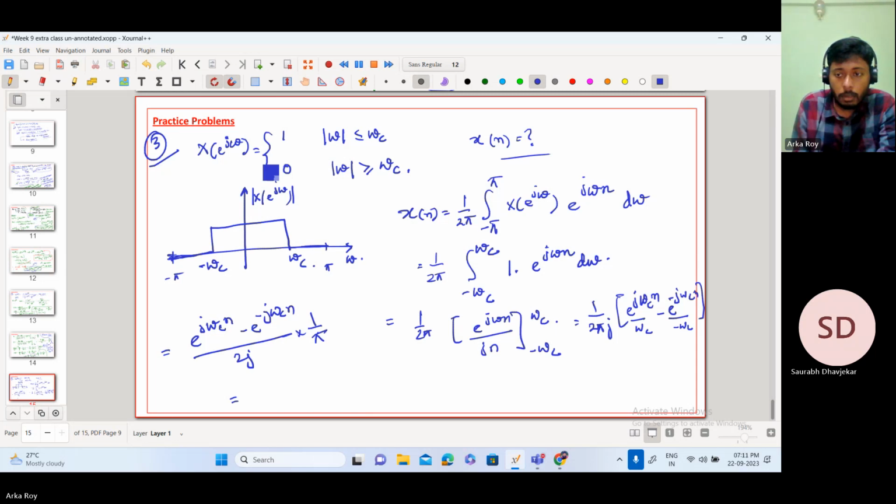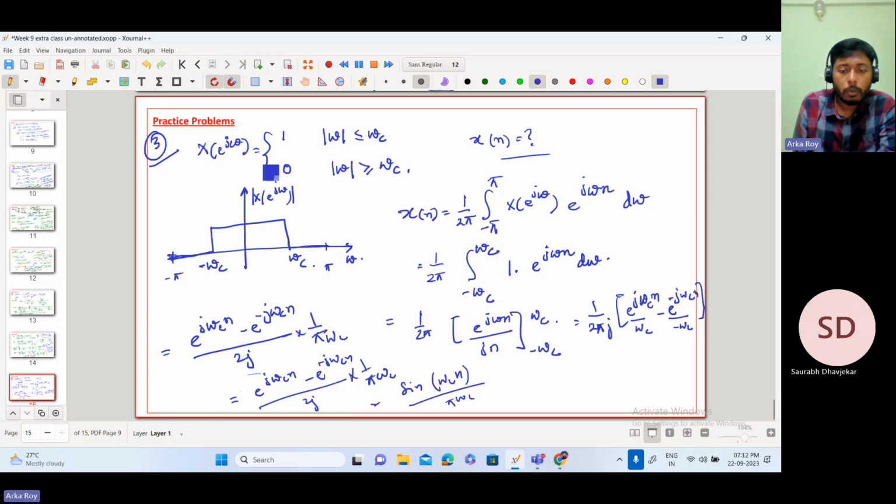So this I can take as e to the power j omega c n minus e to the power minus j omega c n, over 2j, times 1 upon pi omega c. So this is nothing but sine omega c n divided by pi omega c. This is the final output.